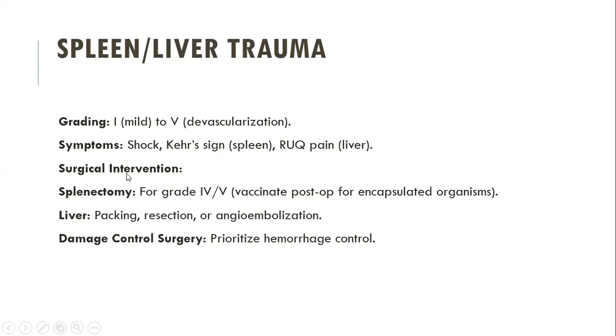For surgical interventions, we do splenectomy for grade 4 and 5, and you have to vaccinate the patient post-op for the encapsulated organisms like Neisseria meningitidis, Haemophilus influenzae, and pneumococcus. You have to vaccinate these patients after you remove the spleen. In the liver, you do packing, resection, or angioembolization, and you should be doing hemorrhage control or damage control surgeries in these spleen or liver traumas.